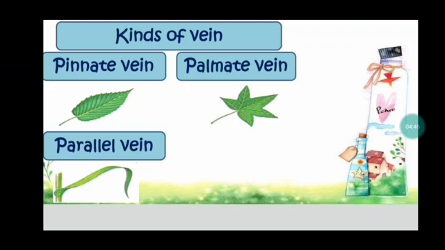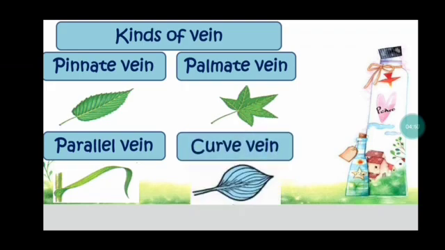Tulang daun sejajar. And then the last is curved vein, tulang daun melengkung. Okay, the example is betel leaf, tulang daun sirih, or duckweed. Duckweed also has curved vein. Okay, now let's see, these are the kinds of vein that you have to remember. So there are 4 kinds of vein: pinnate, menyirip; palmate, menjari; parallel, sejajar; and then curved, melengkung.